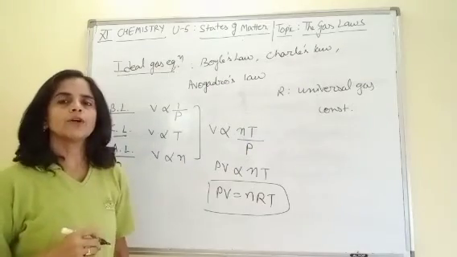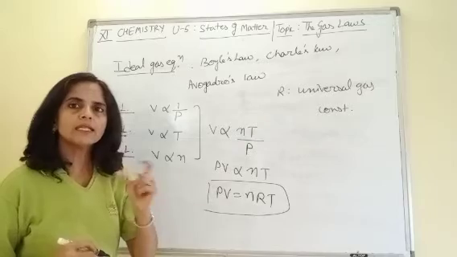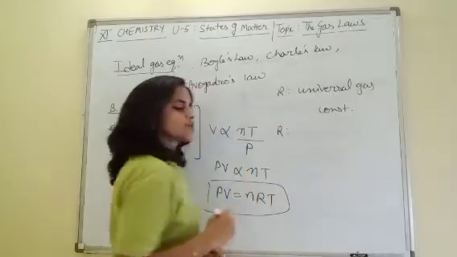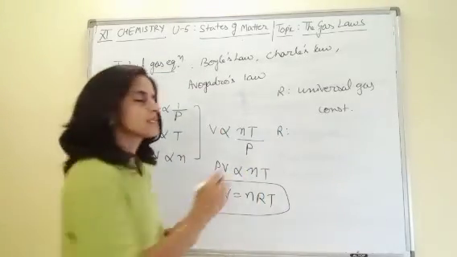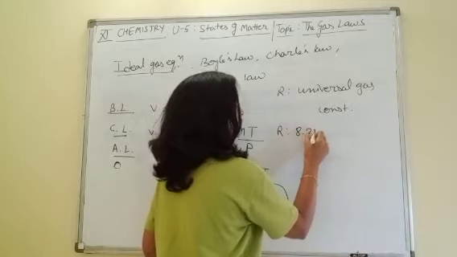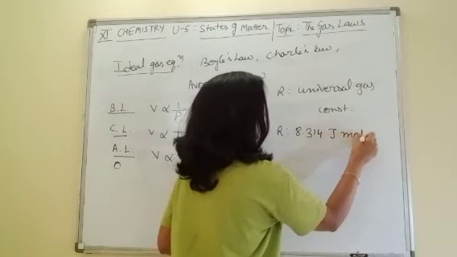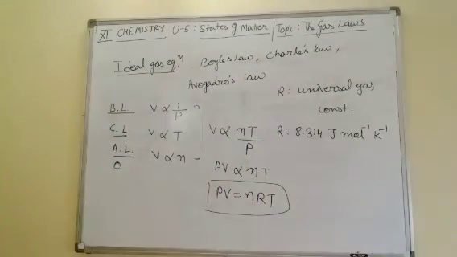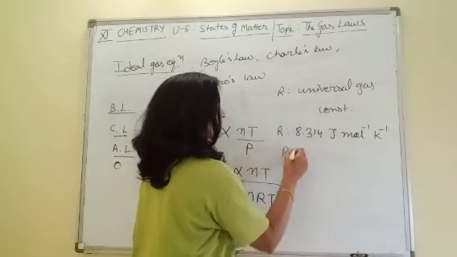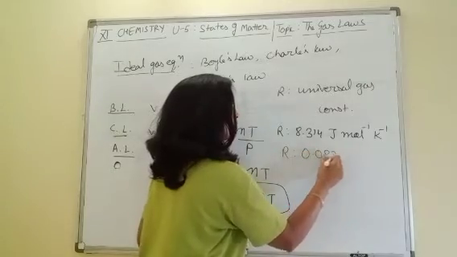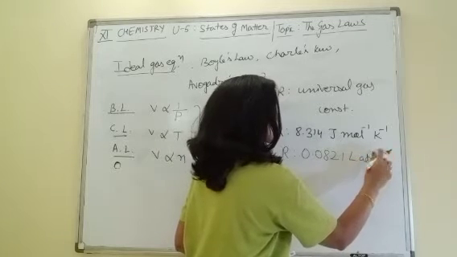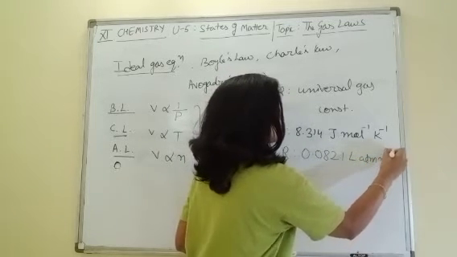Now children, the most important point here is that there is a confusion in the values of R. The commonly used values of R, I am telling you: the one is 8.314 joule per mole per Kelvin. This is the one value of R which we will be using. Other than this, the second is 0.0821 liter atmosphere per mole per Kelvin.